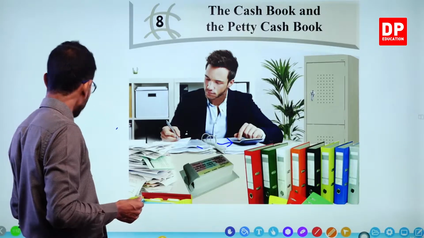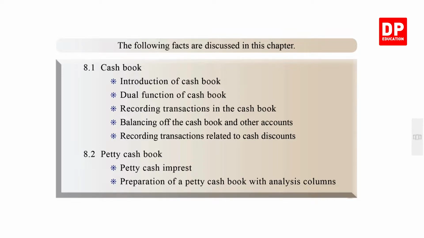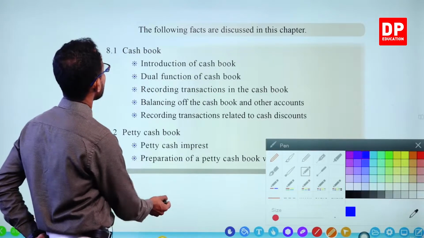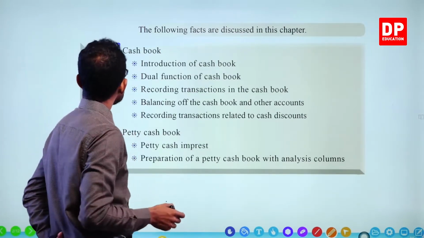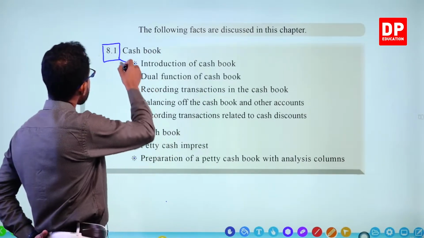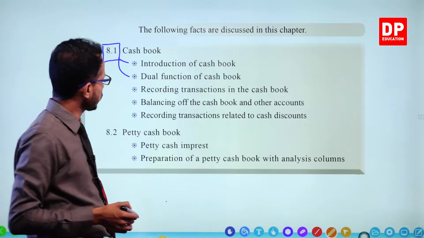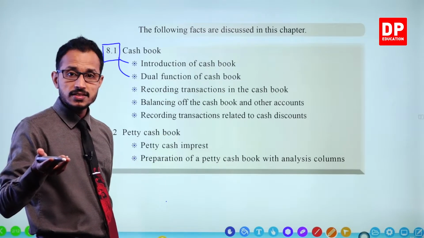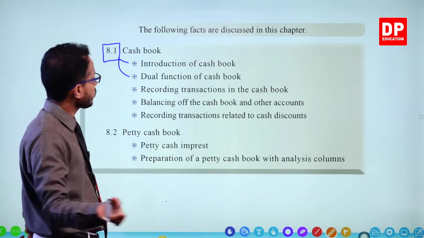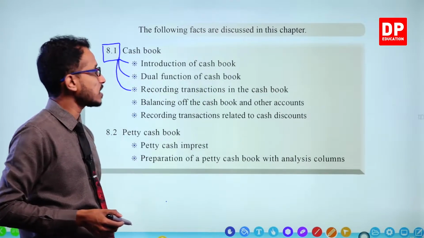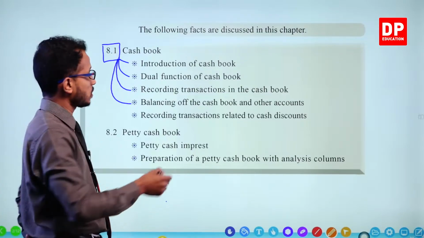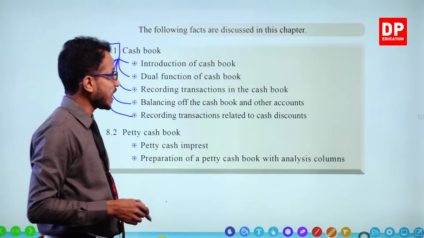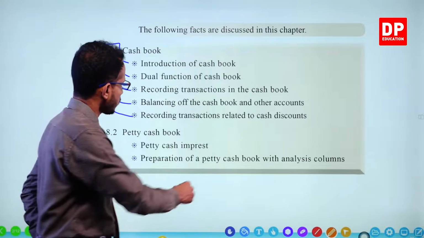during the day. All right, let's look at the breakdown of subtopics. We have the following facts in this chapter to be discussed. 8.1, an introduction to the cash book. Dual function of the cash book. What is that? Well, you're going to learn, no worries. And next we have recording transactions in the cash book, balancing of the cash book and other accounts. Finally, we have recording transactions related to discounts.